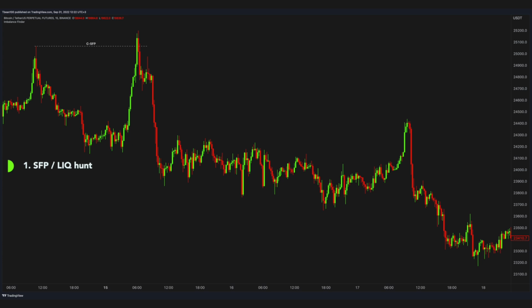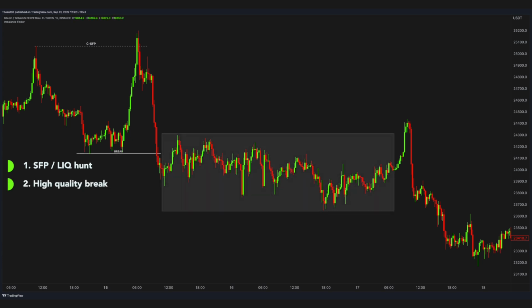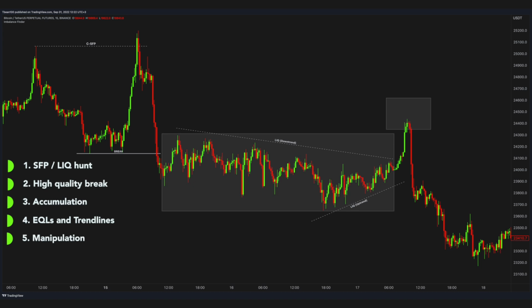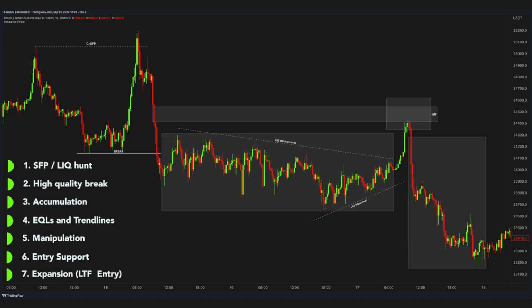1. Confirm a SFP or any liquidity hunt. 2. Check for a high quality break. 3. Wait for the accumulation phase. 4. Let the liquidity zones appear. 5. Wait for the liquidity hunt, stop loss hunting as the manipulation phase. 6. Look for price action structures as imbalances or other supply areas. 7. Look for targets such as liquidity, imbalances, or other demand areas. This will be the expansion phase.